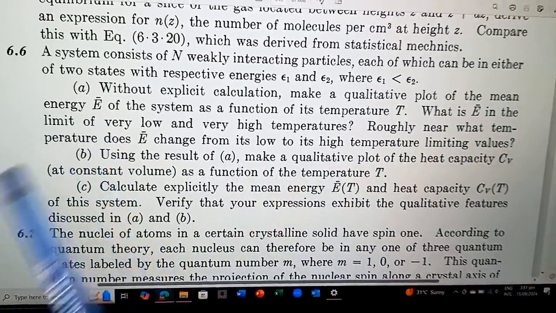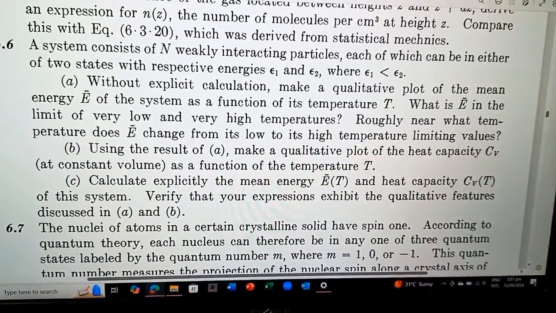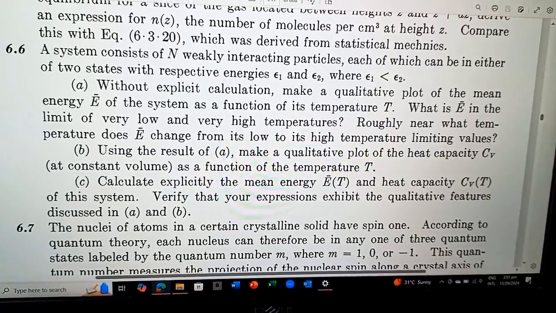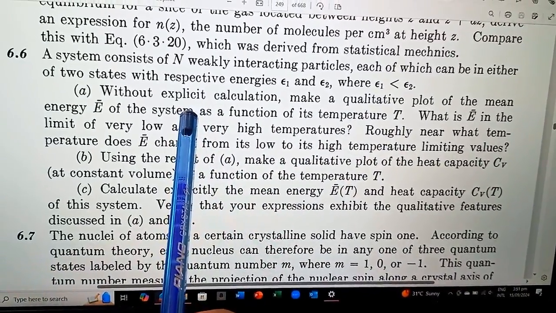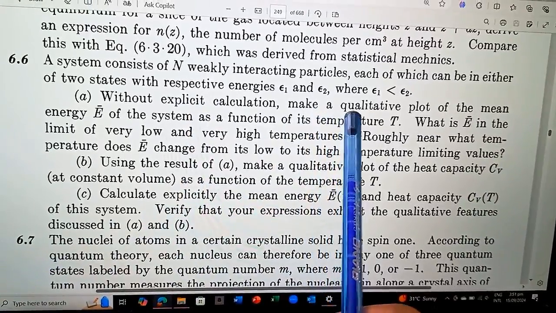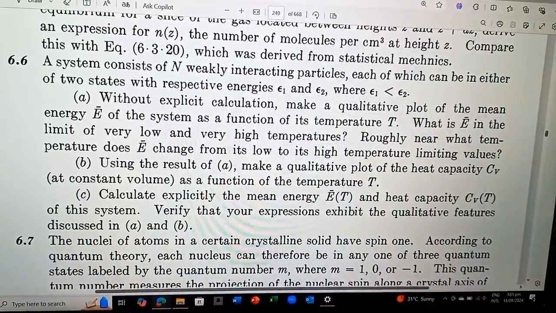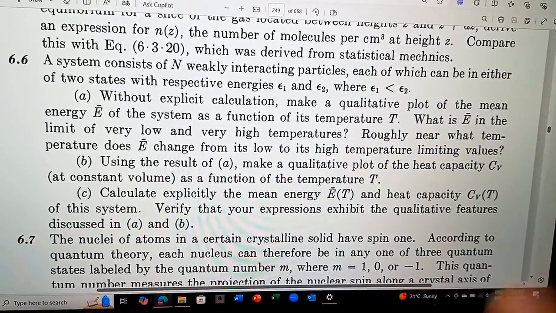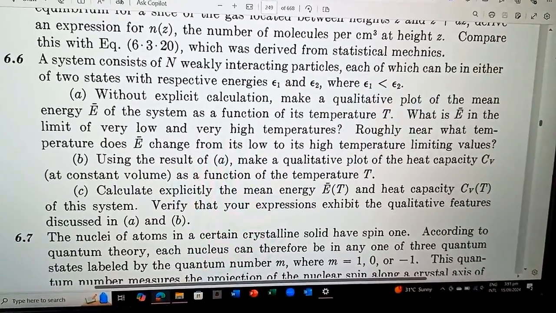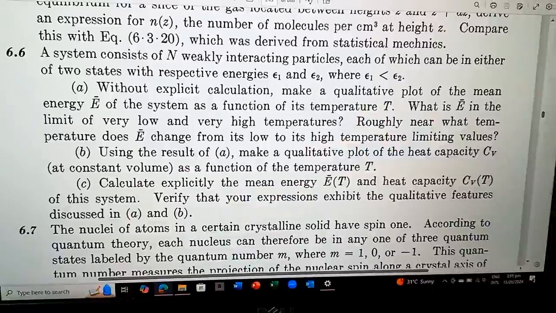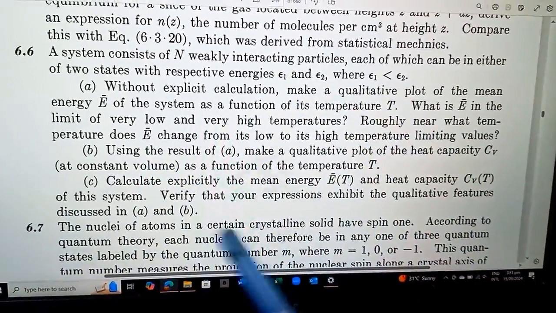Alright, so in part A we have to make some good guesses because we do not need to do the actual calculation as they are saying, and we need to make a qualitative plot that doesn't need to be perfect, that doesn't need to be accurate, but it should be really close to what accurate is. Alright, so we'll see how we can draw it.